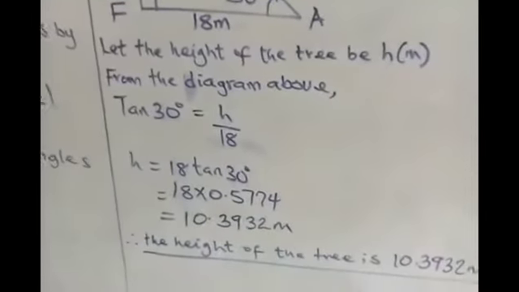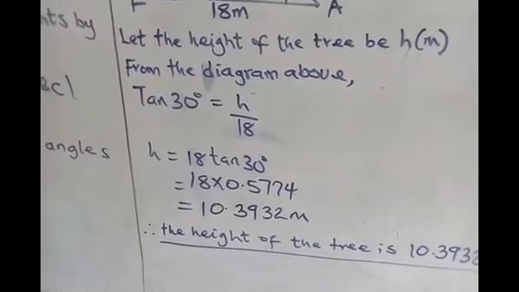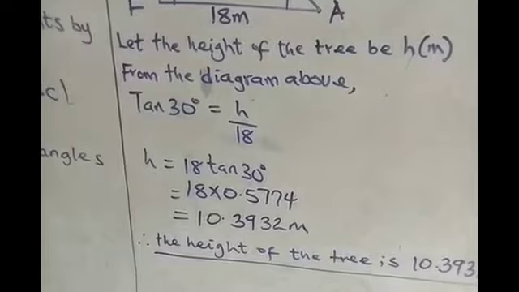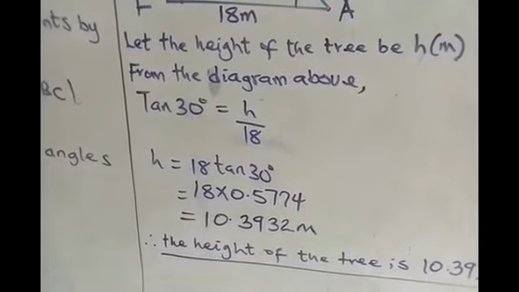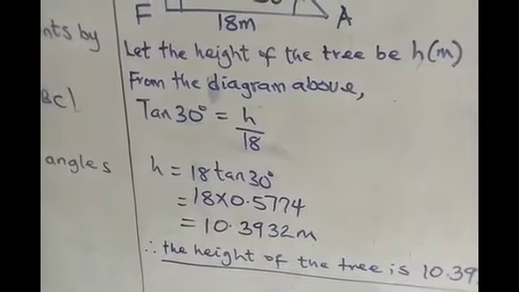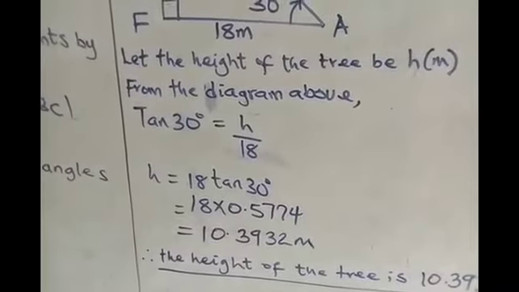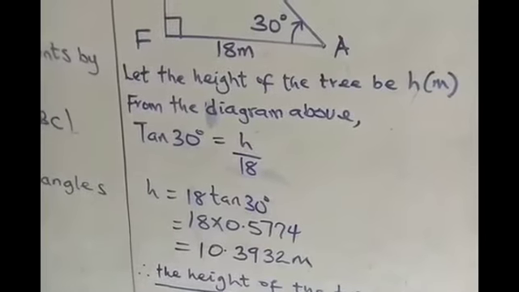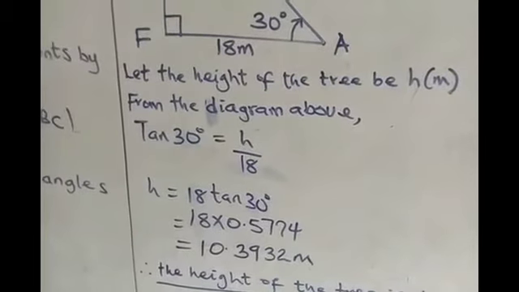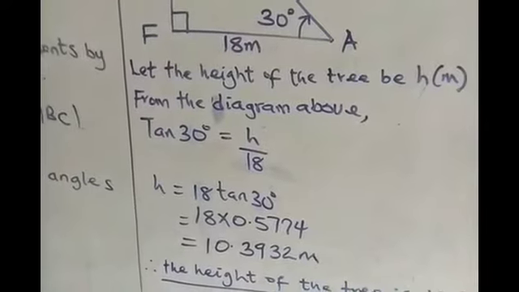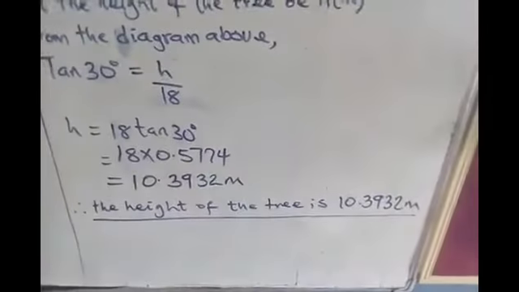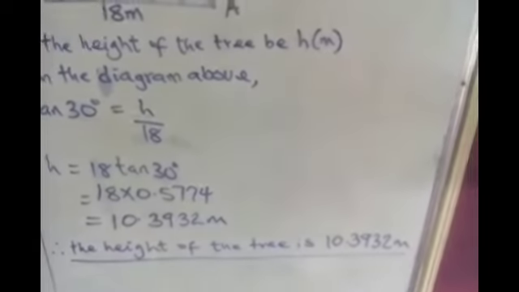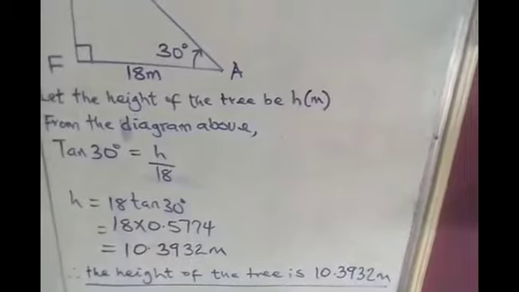When we cross multiply, we have h equals 18 times tan 30, and tan 30 equals 0.5774. When we multiply, punching our calculator, we have 10.3932 meters. We are not asked to approximate here, so we'll leave it like that. In mathematics, whenever you are given a question to solve, we must always finalize. So we have, therefore, the height of the tree is 10.3932 meters. In subsequent questions, we shall analyze other examples.